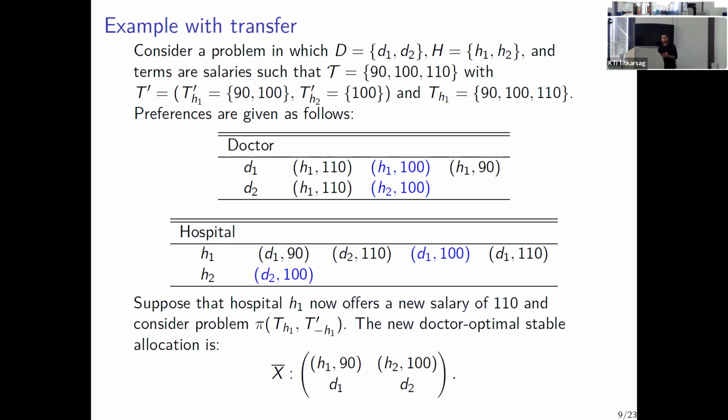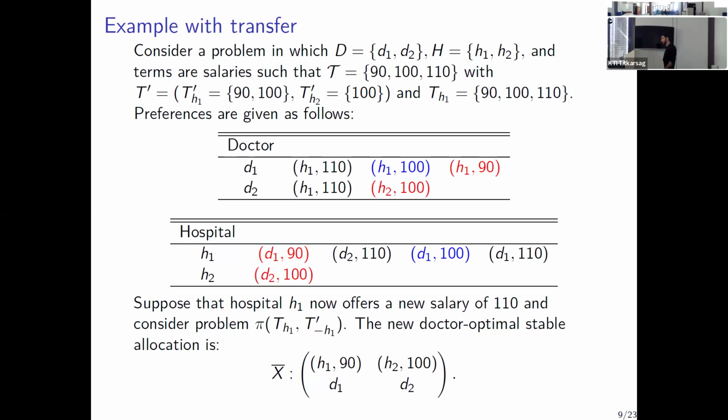Now suppose that we have a new problem in which hospital H1 can offer an additional salary, which is 110. So we add a new salary, which is higher. Now we have the full table. Each doctor proposes their preferred contract to H1, here 110. We can see that D2 with 110 is preferred to D1 with 110. So the D1 contract is rejected. We consider the second preferred contract of D1, but this contract is still less preferred than D2 with 110. So we consider the third preferred contract, which is H1 with a salary of 90, which is now preferred to D2 with a salary of 90. So the new doctor optimal stable allocation is given here in red.